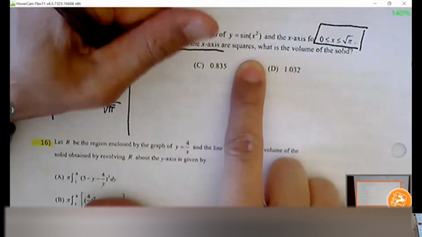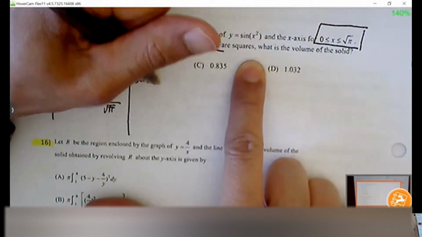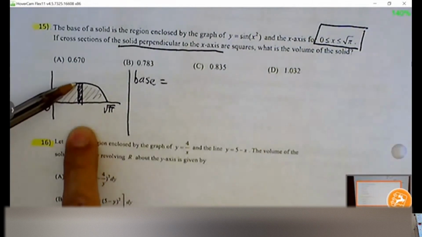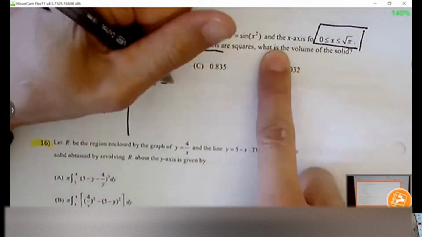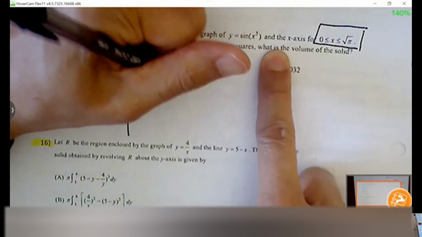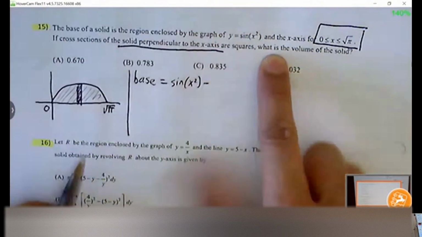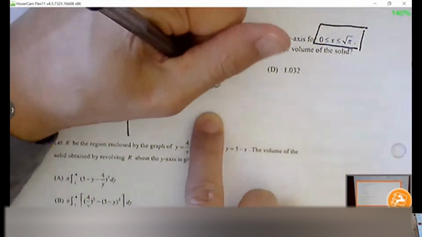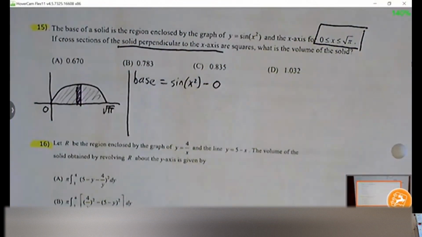Okay, so first things first, I'm going to build my base length, just top minus bottom. The top of my base length is sitting on the curve. The bottom of my base length is sitting at the zero. So there's my base.